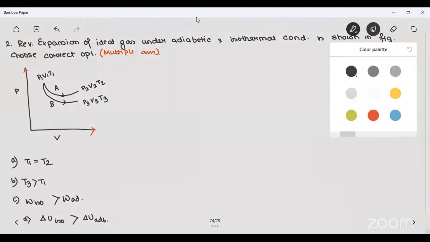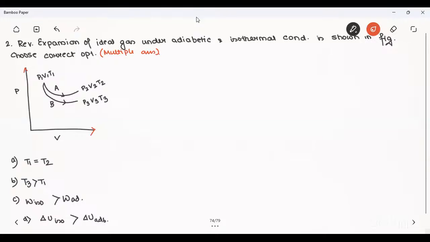Okay, so what I was saying is that from the previous class notes, I can conclude that A is isothermal and B is adiabatic, right? Is this part clear? Yes. Now, what is the first option saying? T1 is equivalent to T2. What is T1? This is T1. What is T2? It is T2.